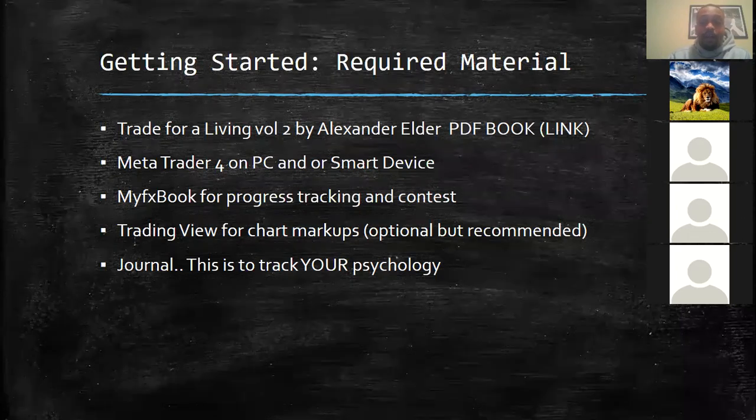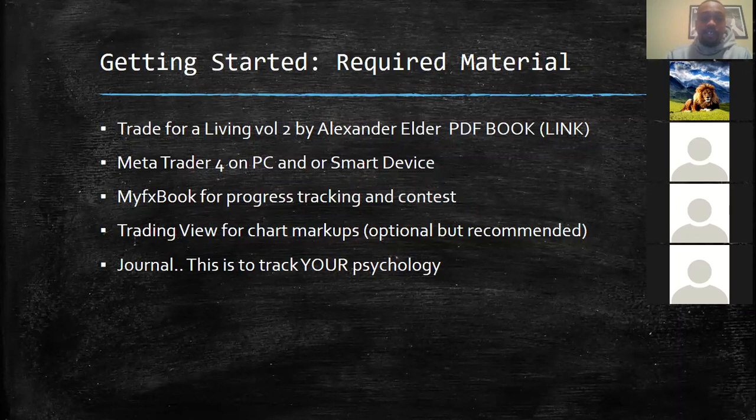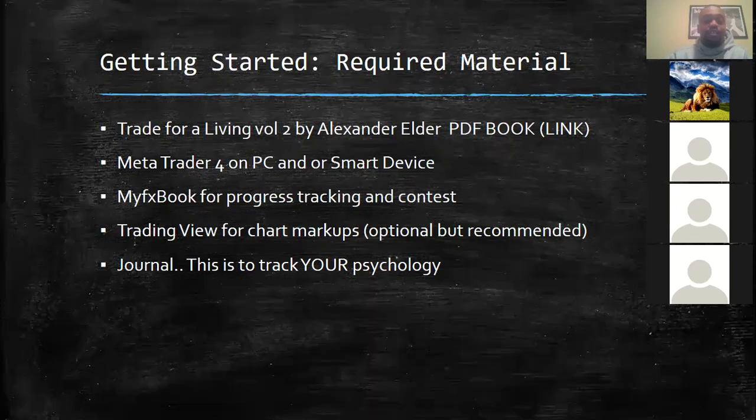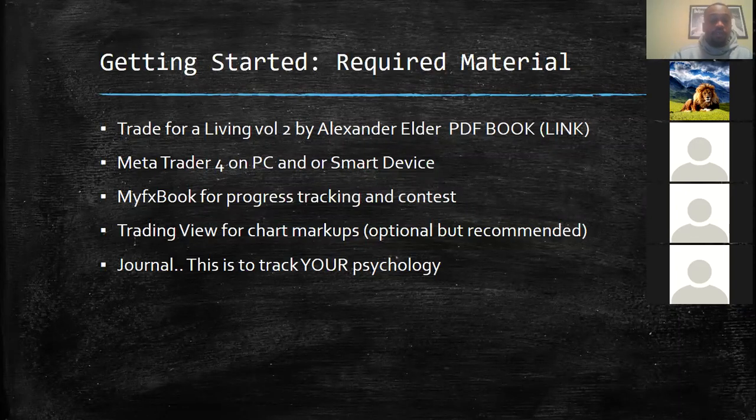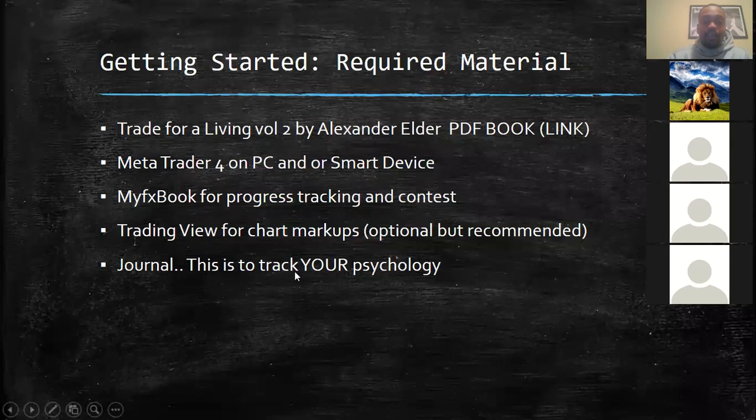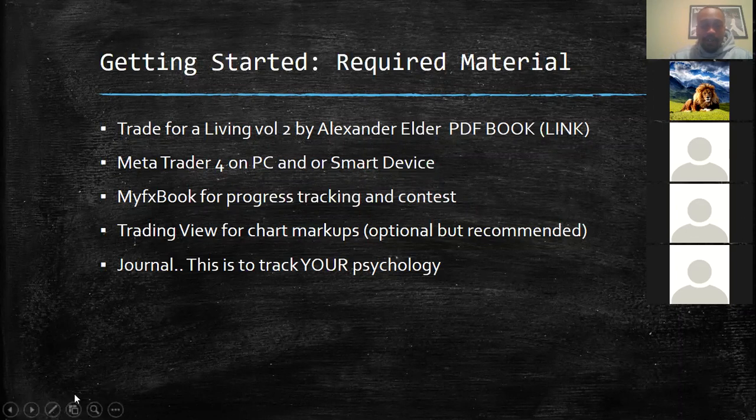I would also recommend you get a composite journal or a composite notebook. This is to track your psychology behind the trades, and it goes hand in hand with the MyFXBook. What you want to get into the habit of is entering the market based off of technicals, not emotion. In this journal, writing down your psychology of why you entered into the trade is going to play out very big for you.